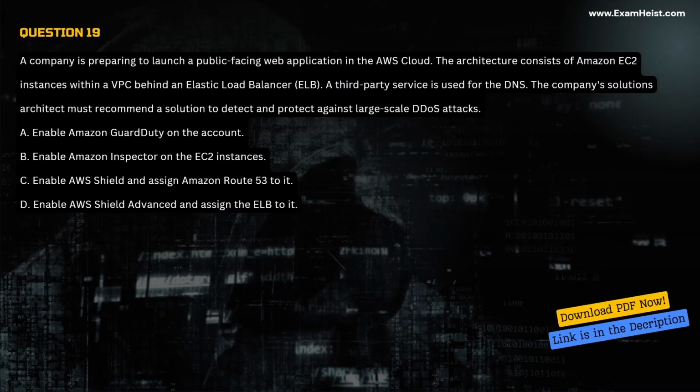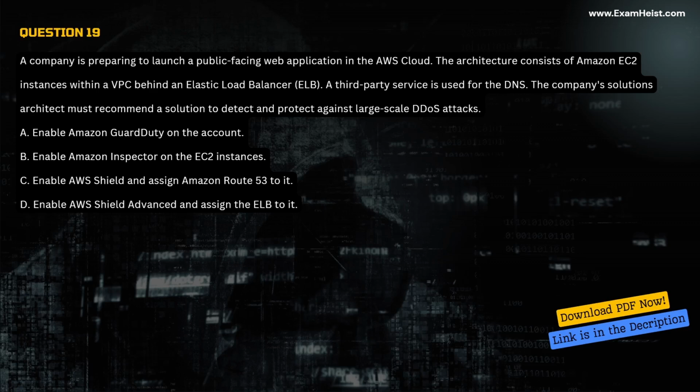Question 19. A company is preparing to launch a public-facing web application in the AWS cloud. The architecture consists of Amazon EC2 instances within a VPC behind an Elastic Load Balancer, ELB. A third-party service is used for the DNS. The company's solutions architect must recommend a solution to detect and protect against large-scale DDoS attacks.